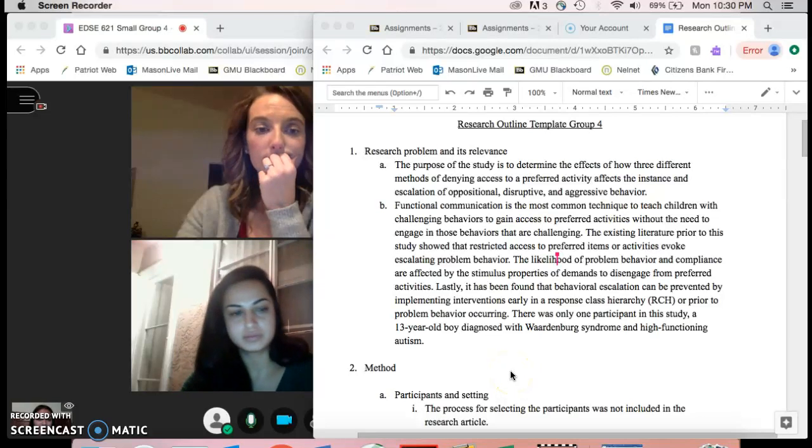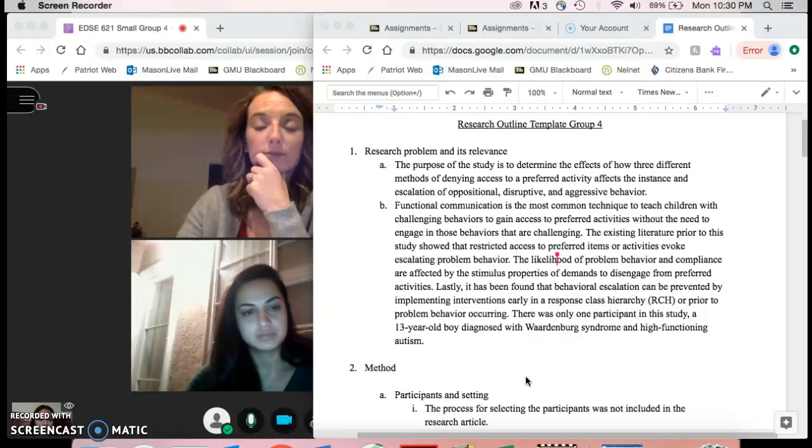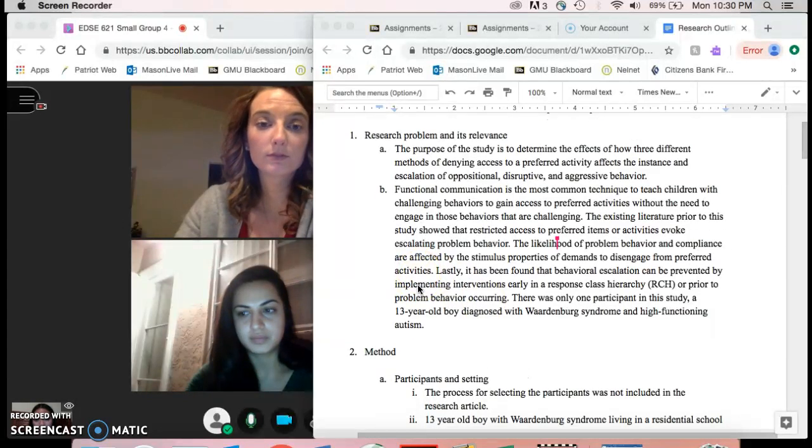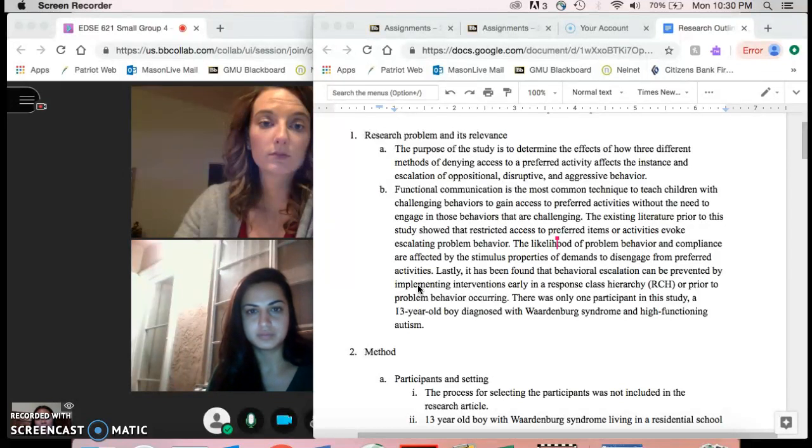So we're doing a research outline on an evaluation of three methods of saying no to avoid an escalating response class hierarchy by Pritchard et al. The research problem and its relevance. The purpose of the study is to determine the effects of how three different methods of denying access to a preferred activity affect instances and escalation of behaviors.